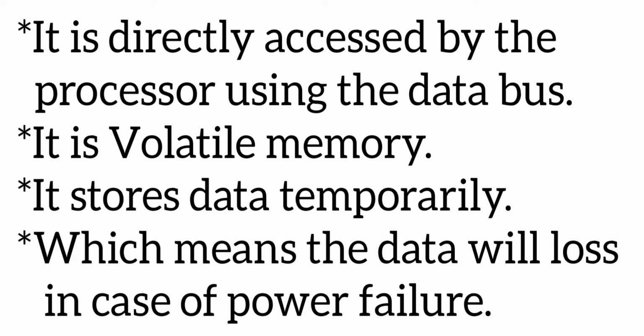Primary memory is volatile memory, which means the memory will store the data on a temporary basis. It stores the data temporarily, which means the data will be lost in case of power failure.